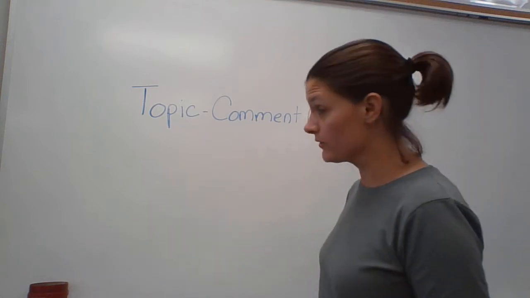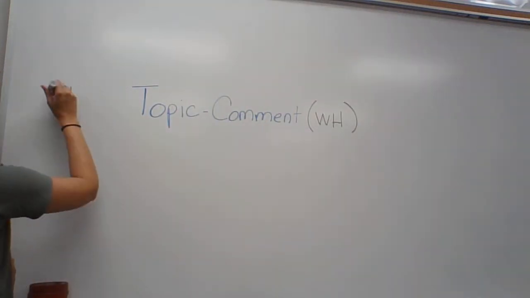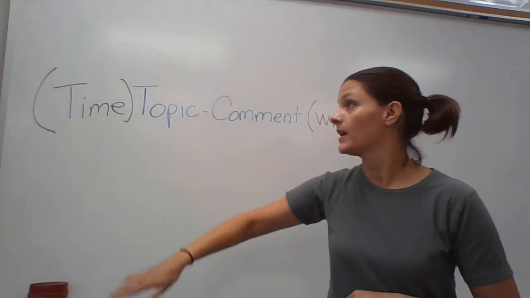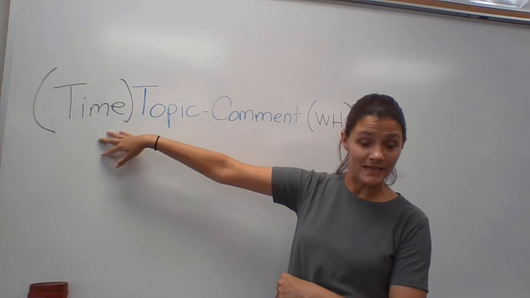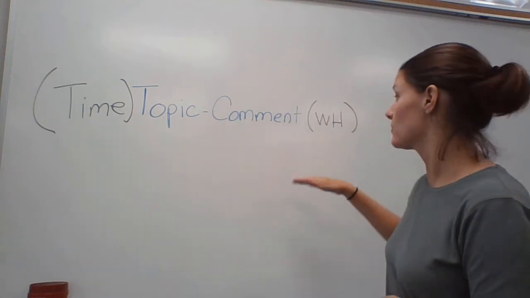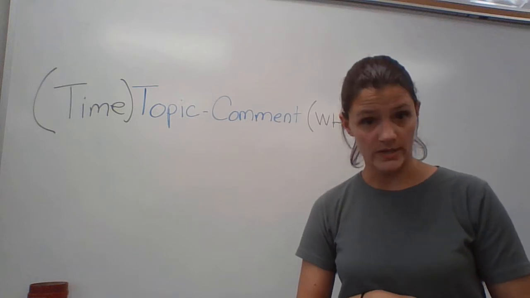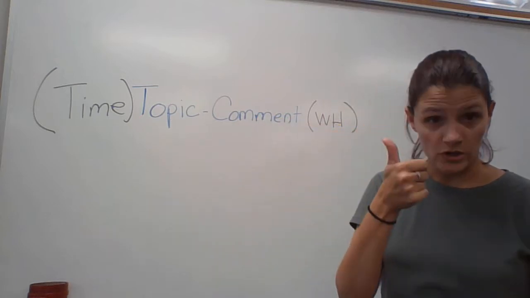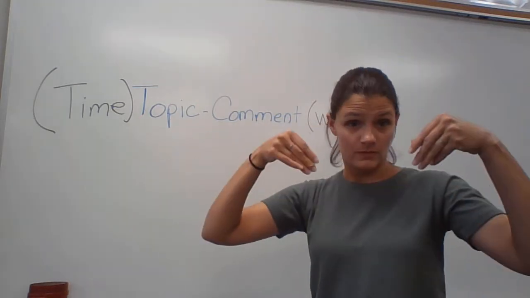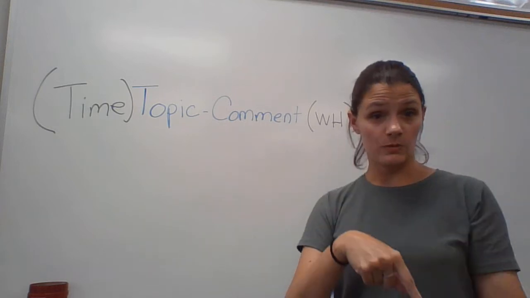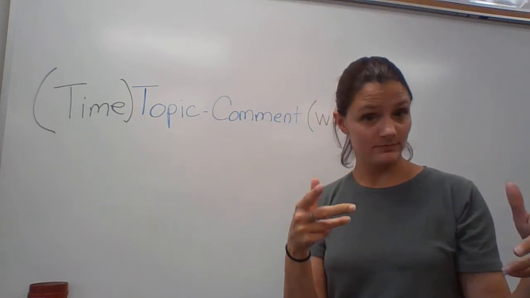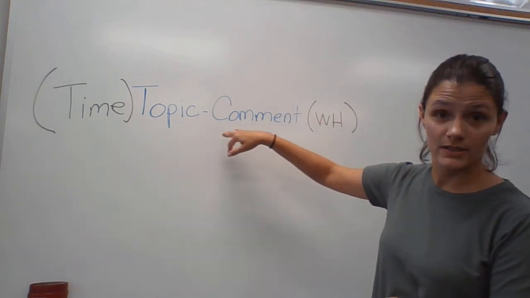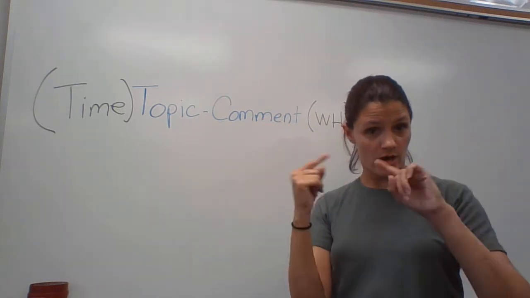If we're going to take it a step further, time should go at the beginning if there is time in a sentence or if there is WH. Obviously, that's not always the case. For example, tomorrow, store, I go. My time was tomorrow. My topic was the store. My comment about it is I'm going to go there. Tomorrow, store, I go.